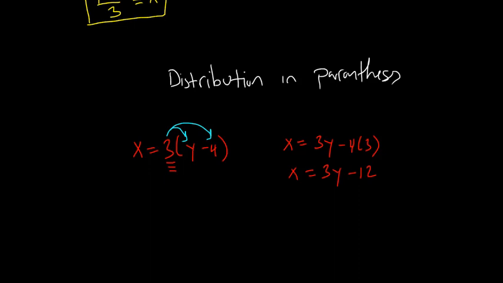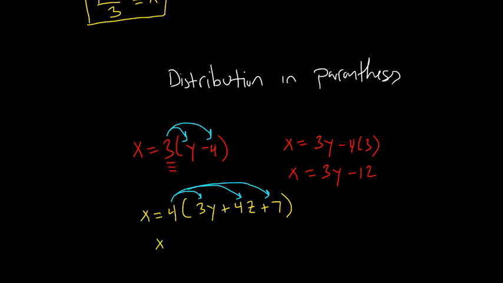So let's see another example. In this case, let's say we have x equals 4 times (3y plus 4z plus 7). We're going to approach this problem in the same way. We take this value of 4 and distribute it into each piece of our parenthesis. Every time you see a plus sign or minus sign, this 4 gets distributed into the piece around that. So in this case, we end up with x equals 4 times 3 times y, so 12y, plus 4 times 4, which is 16, times z, plus 4 times 7, which is 28.